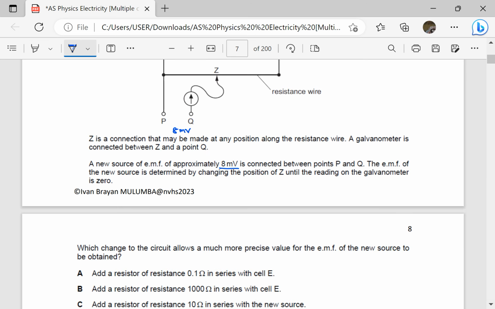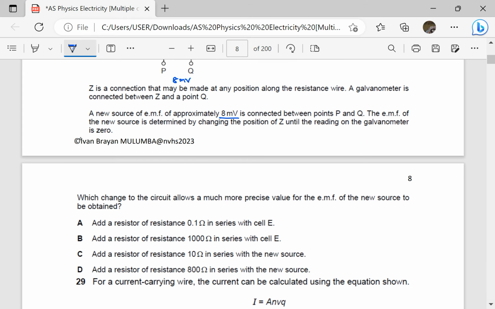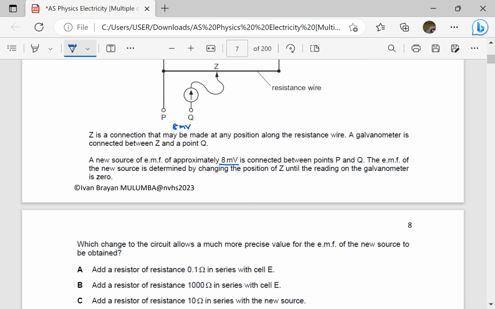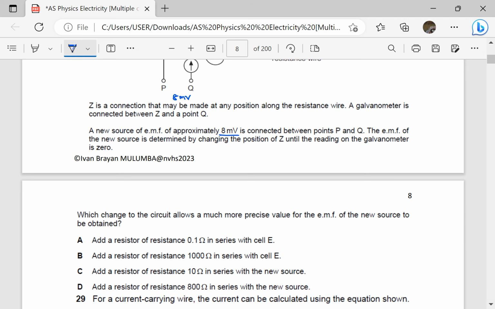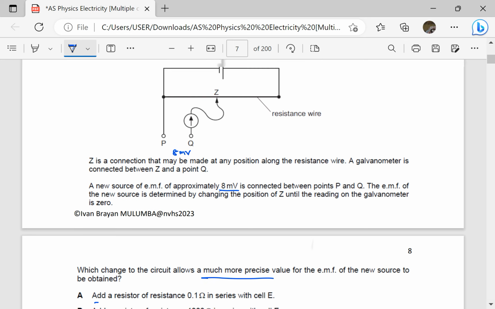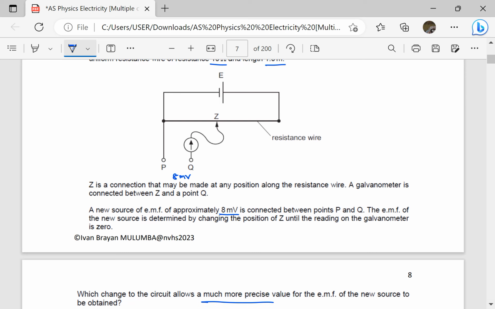The EMF of the new source is determined by changing the position of Z until the reading on the galvanometer is 0. So to find about 80 millivolts, we have to change the position of Z until the galvanometer reading is 0. Which change to the circuit allows a much more precise value of the EMF of the new source to be obtained? Number 1, add a resistor of resistance 0.1 ohm in series with the cell E.